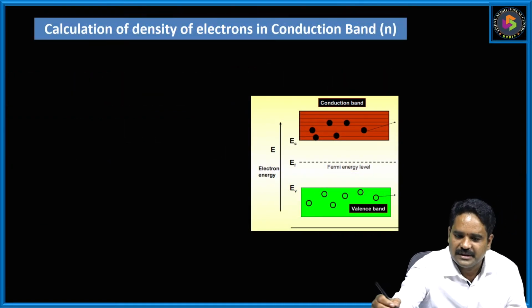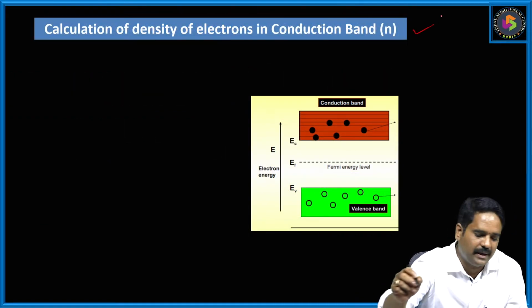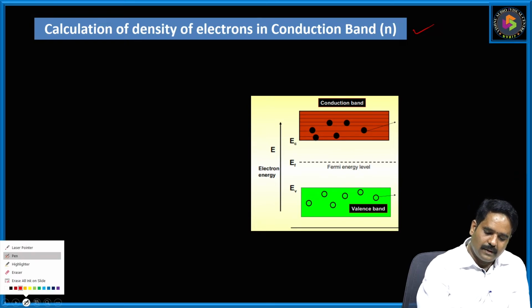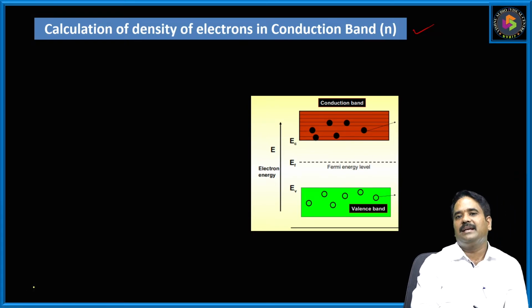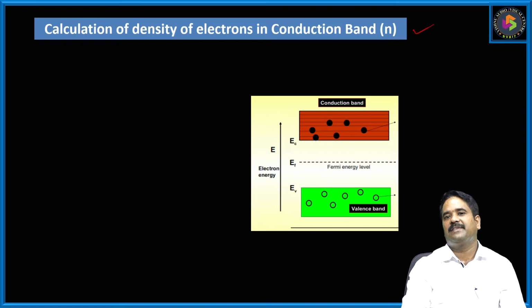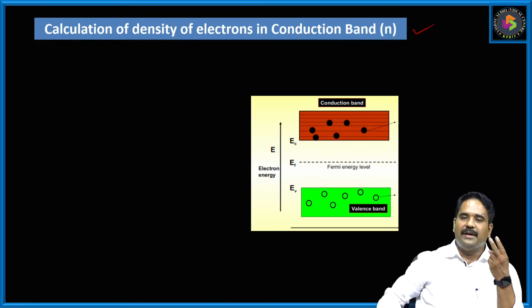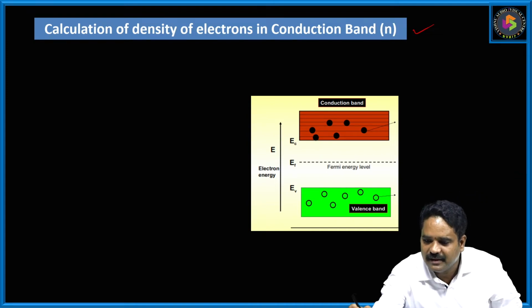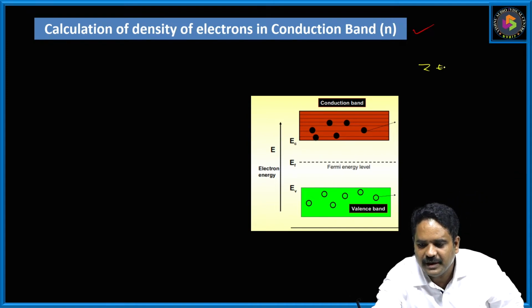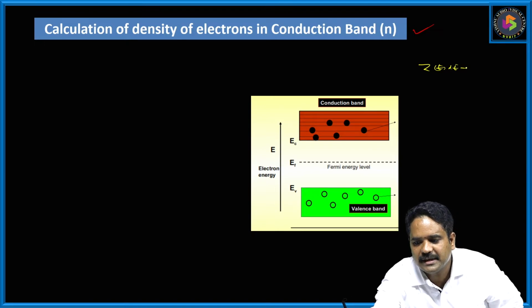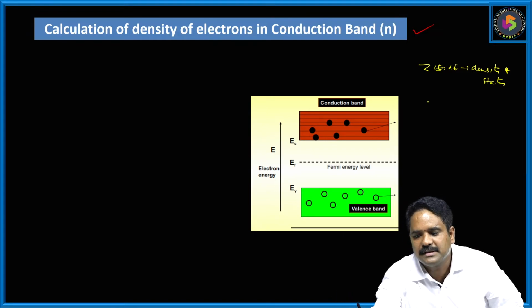So this is the first derivation, density of electrons in the conduction band. So how can we derive the expression for density of electrons in the conduction band? Here we need to take two different expressions. One is density of energy states, that is denoted by Z of E into dE. This is the density of states. And the second one is the Fermi function f of E.